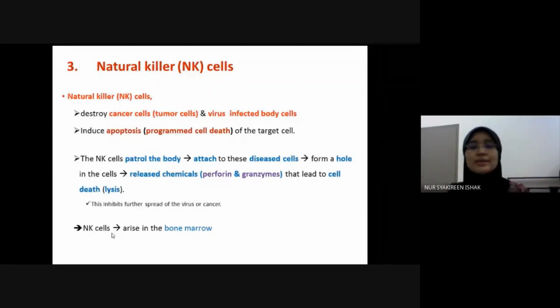The NK cells are produced in the bone marrow. So NK ni persamaan dia adalah sama dengan cytotoxic T cell pada third line, tapi NK pada second line. Okay, second line defense, which is yang tadilah second line defense. Ini adalah bawah second line, tapi dia mempunyai persamaan dengan cytotoxic T cell pada third line.